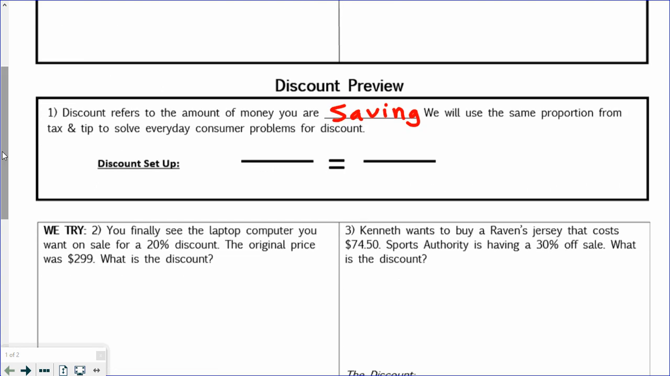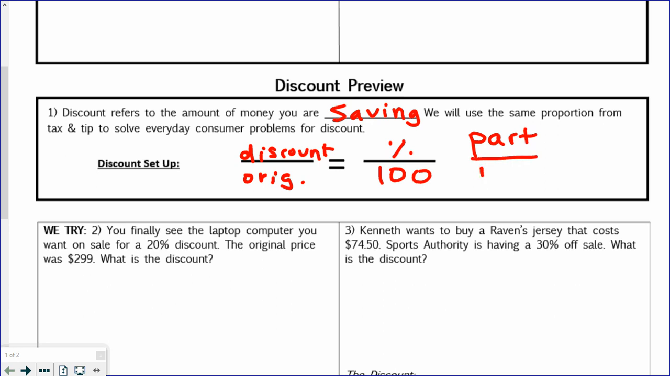So our setup is going to look like this. The discount over the original charge, and just like tax and tip, the percent over 100, and we're still thinking part to whole. The discount is your part of the whole cost, right?